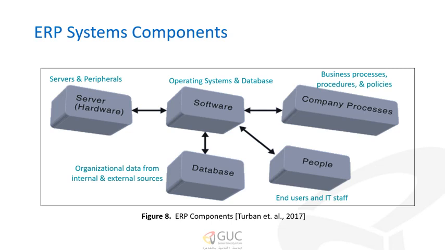Among these components is the hardware, such as servers; software, such as operating systems and database; information, that is the organizational data from internal and external resources; process, including business processes, procedures, and policies; and finally people, such as end users and IT staff. The implementation team must carefully evaluate each component in relation to the others while developing an implementation plan, where hardware, software, and data play an important role in the ERP system implementation.